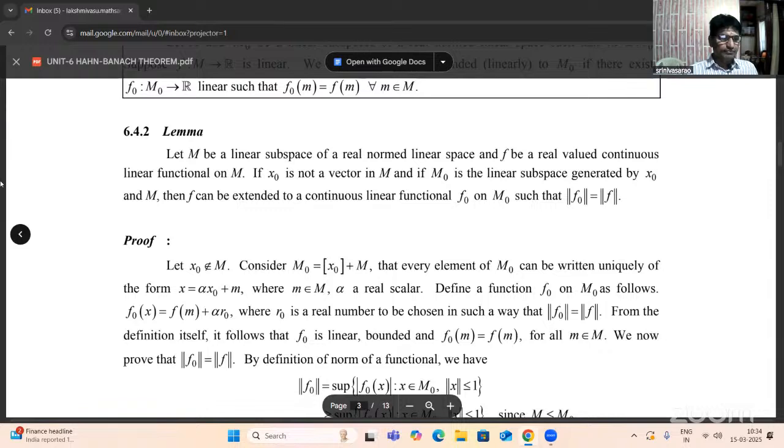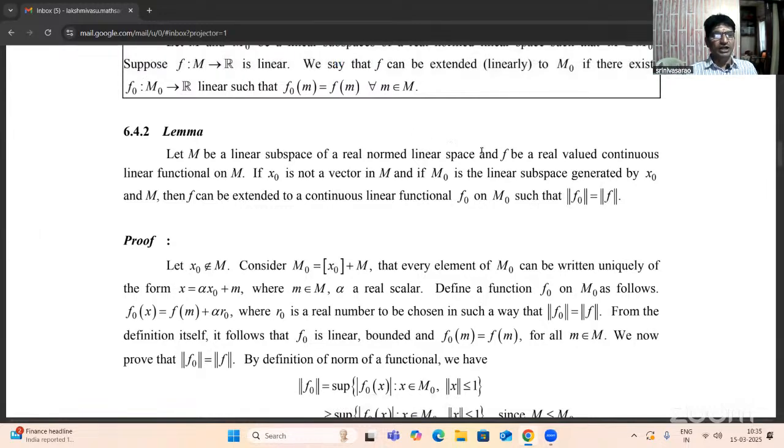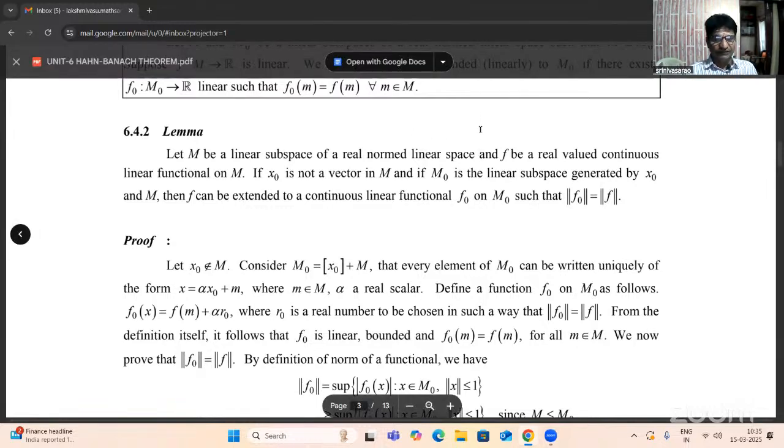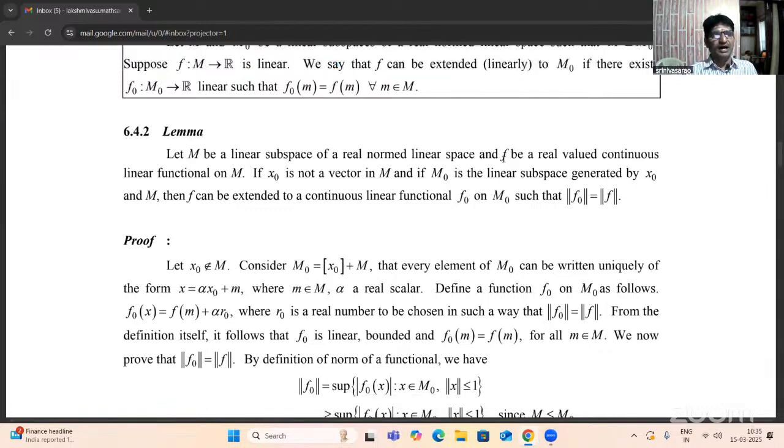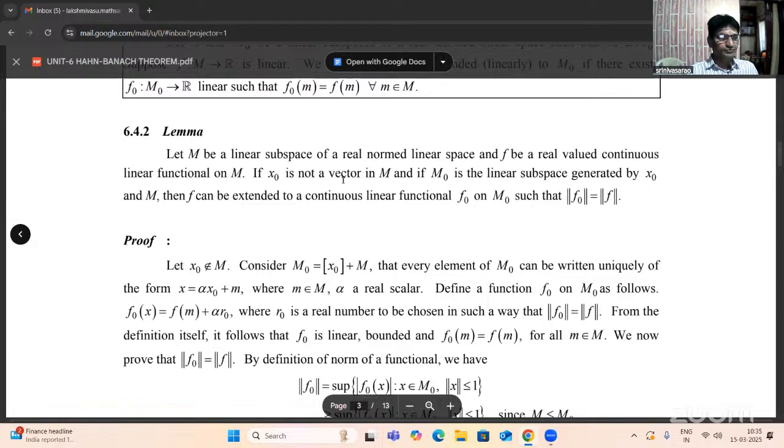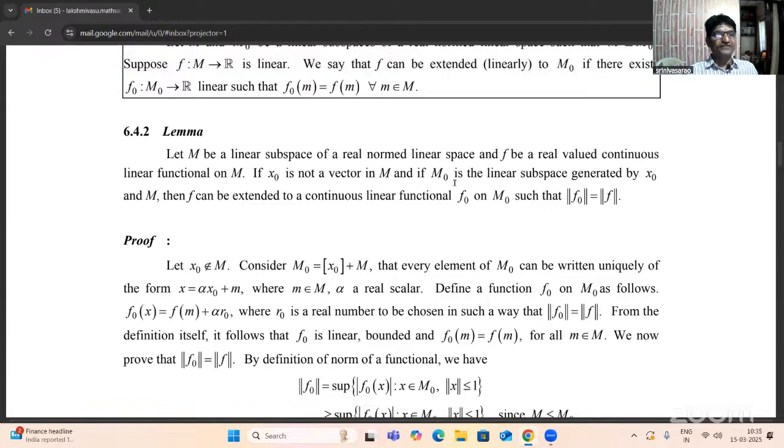Here the lemma is: let capital M be a linear subspace of a real normed linear space, and f be a real valued continuous linear functional on capital M. But x naught is not a vector of capital M; x naught does not belong to M. M naught is the linear subspace generated by x naught and capital M. Then f can be extended to a continuous linear functional f naught on M naught.